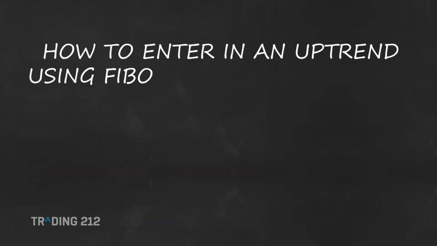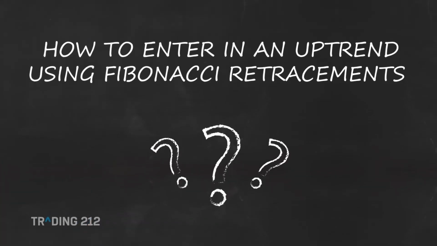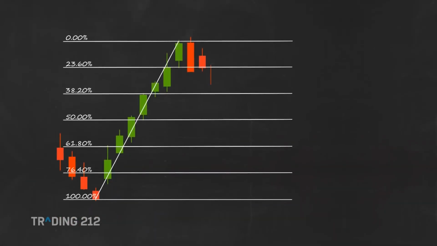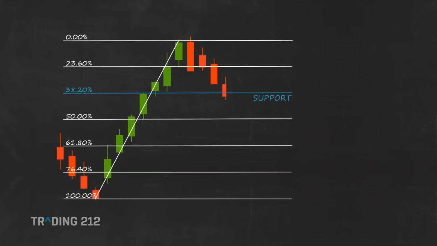So how should you enter in an uptrend? You can use the Fibonacci retracement levels for an entry into the market. For an entry in an uptrend, you should look to see whether the price finds support at these levels.